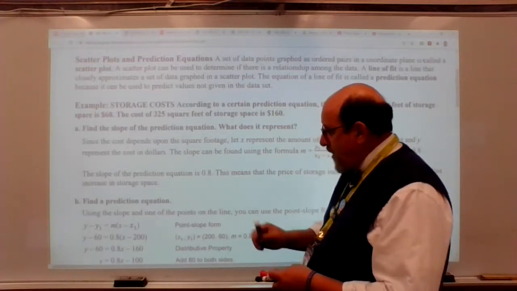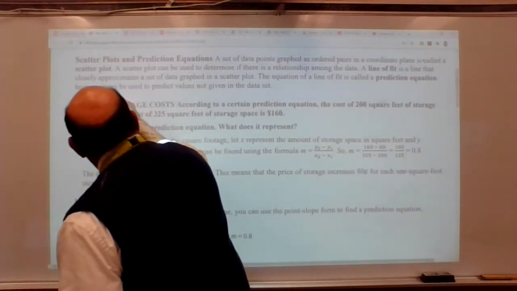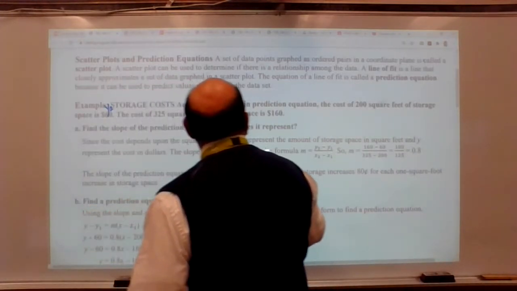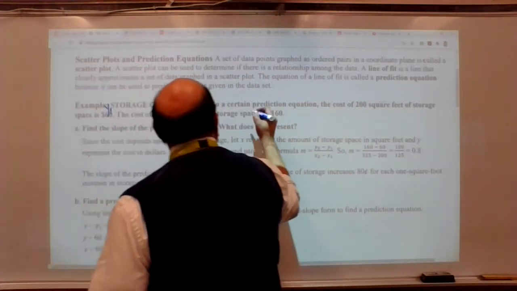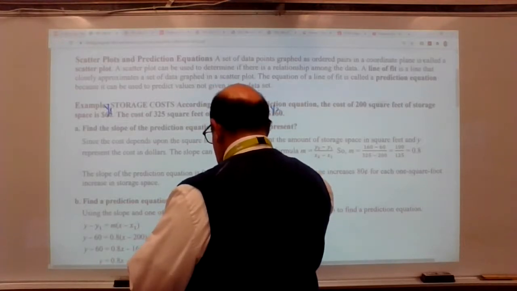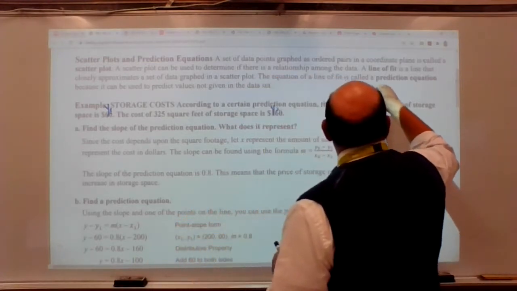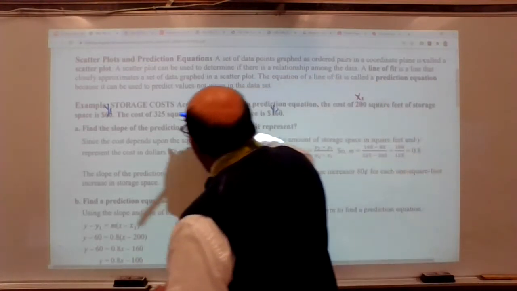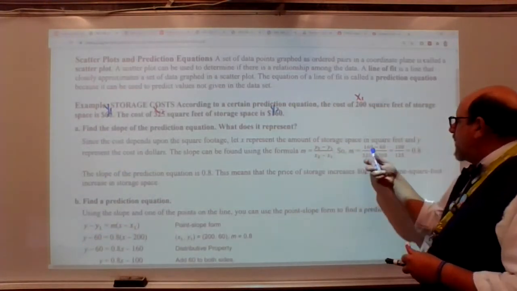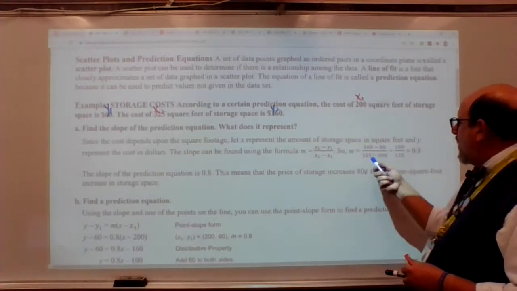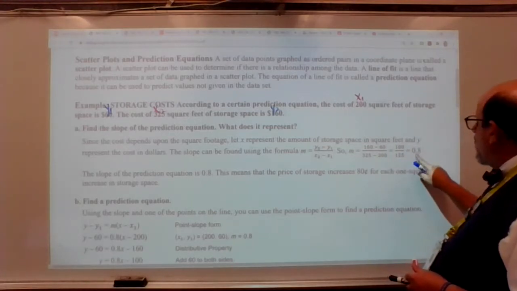So here we go. We're going to say that $60 is y2. That's y1, silly. And this is y2. And then I'm going to use distance, right? So I say x1 and x2. Sorry about the little mistake there. And then they put it together here. 160 minus 60 is 100. 325 minus 200 is 125. And they have a slope of 0.8.